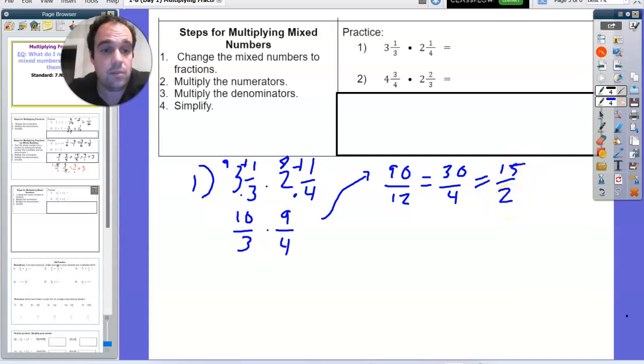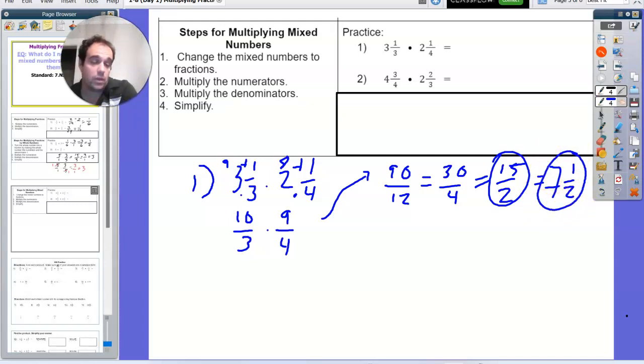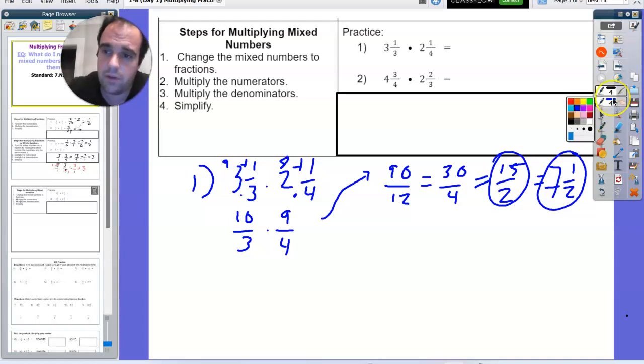You can either leave it in its improper form. This is perfectly fine. Or convert it back to its mixed number, which would be 7 1/2. Either of these are good answers. There's no problem with either one of them. I'm okay with improper. Now let's say you did want to do that little top and bottom cross-canceling thing to eliminate some of your difficulty. Not the worst idea in the whole world.